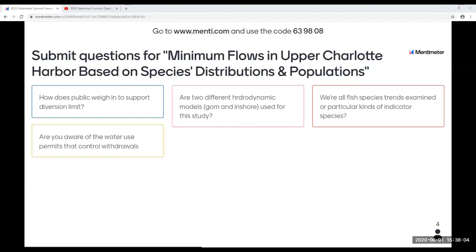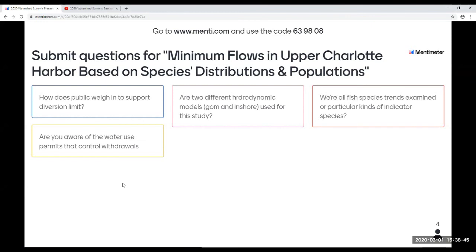Well, the first question I see here is, how does the public weigh in to support the diversion limit? I think SWFWMD, as has been shown in some of the other talks, is a member of many committees that have public input. And my agency also, of course, deals with the public. So I think one of the advantages of this study is it gives you a solid scientific basis for predicting what the influence would be of water withdrawals. And it's easy using maps to explain to the public what's going on.